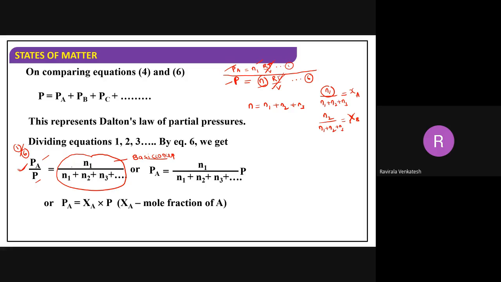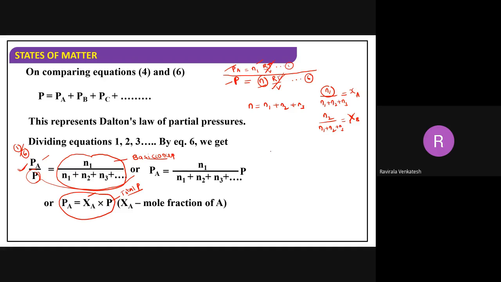Now, after sending this P over here, what do we get here, beta? PA is equal to mole fraction of A into P. Based upon this, what can I write here? PA means partial pressure of A. XA is nothing but the mole fraction of A. P is nothing but the total pressure.